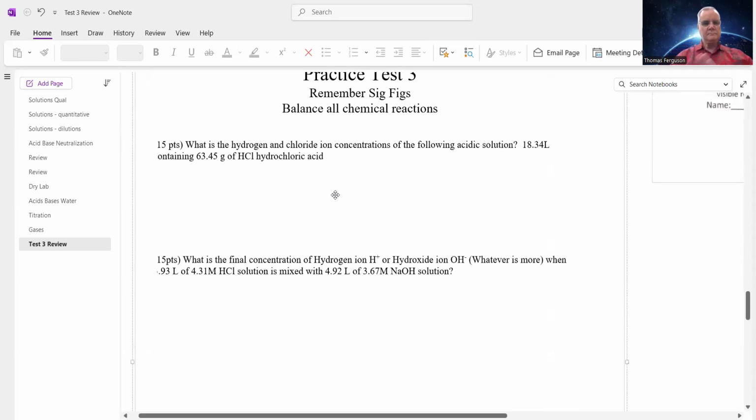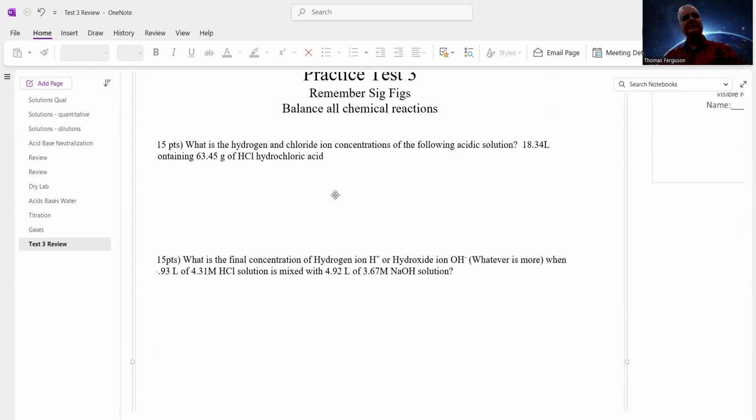Okay, two more questions I wanted to go over. This one is, what are the hydrogen and chloride ion concentrations of the following acidic solution? Now, remember, hydrochloric acid is a strong acid. That means there's no HCl around. It's only H's and Cl's, period. That's the thing with strong acids.